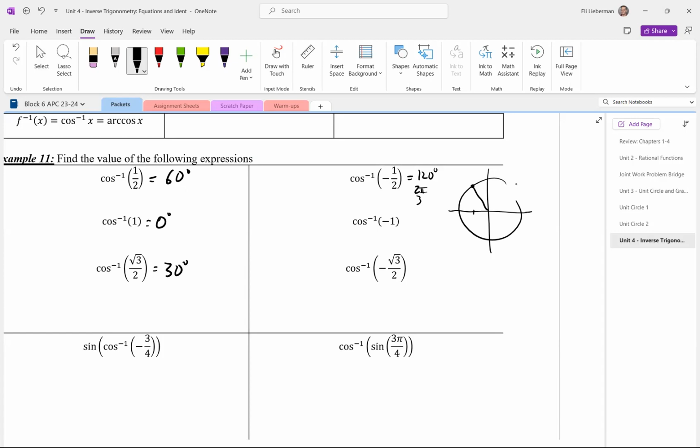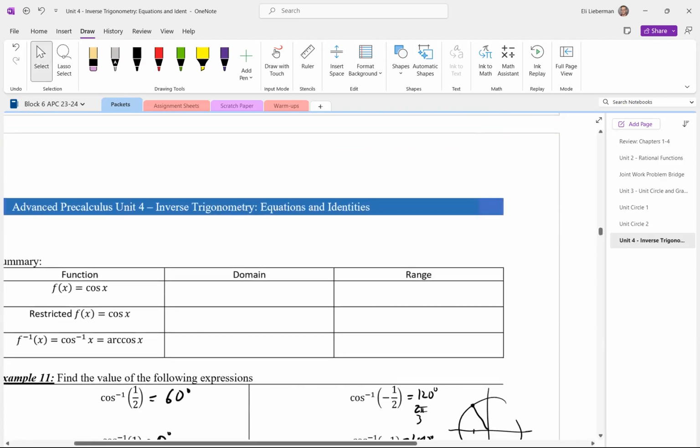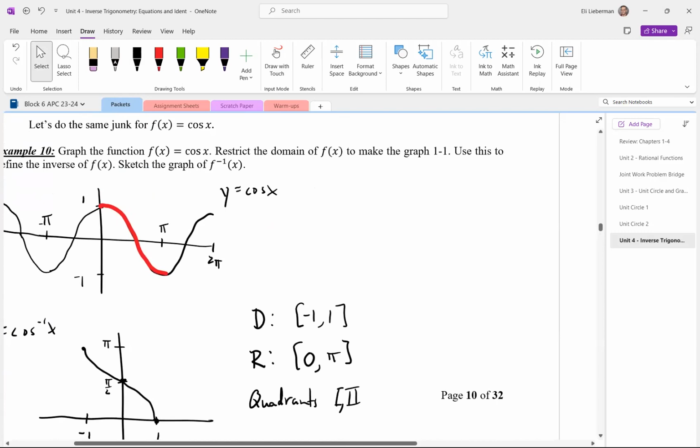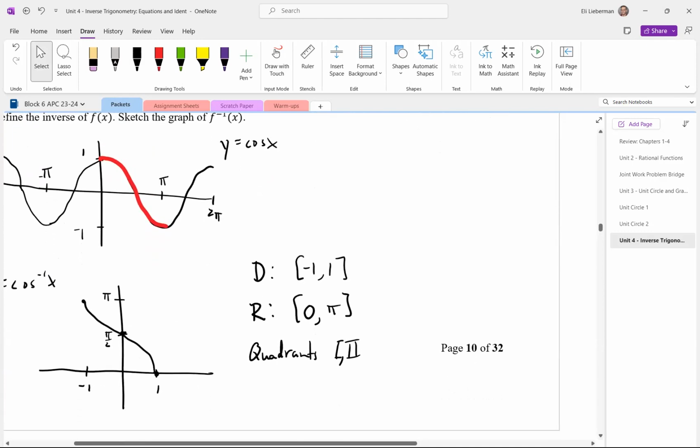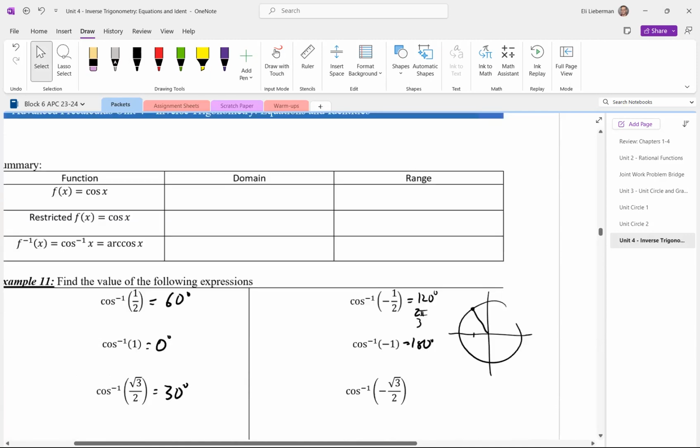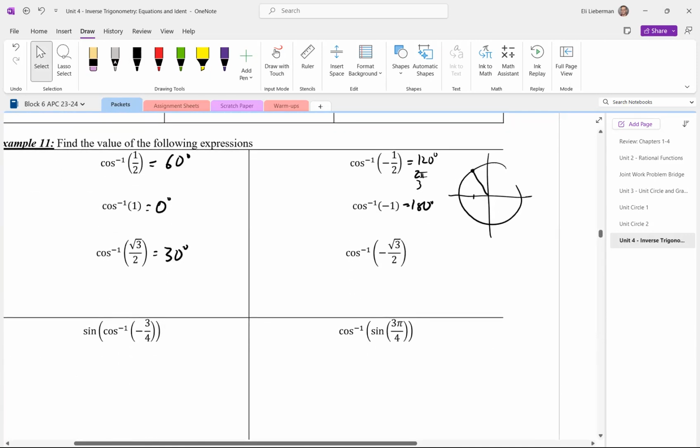Let's see. Avery, cosine inverse of -1. What's that, Avery? Are we good with that? 180? Nice. 180 degrees. Does that match what we have up here? Cosine inverse of -1 equals 180, or pi radians. Nice, thank you very much. Cosine inverse of -√3/2. Ryan? 5π/6, yes?